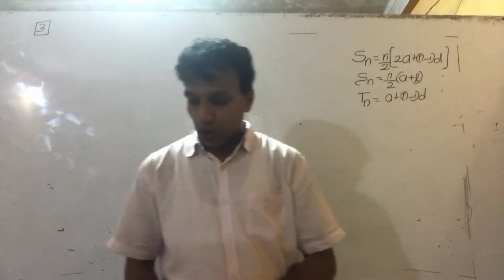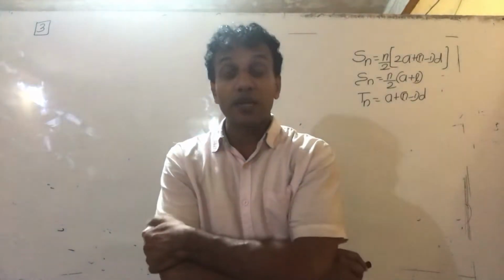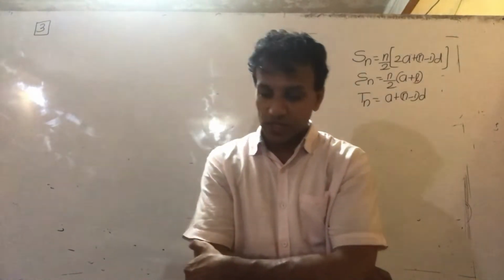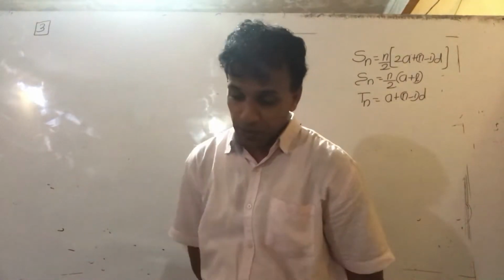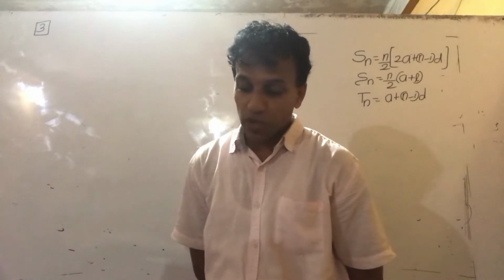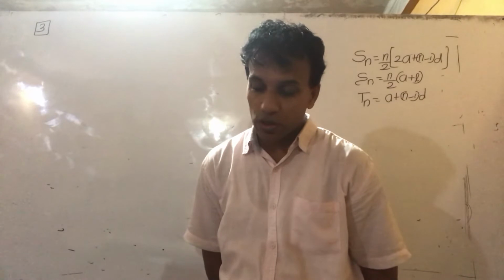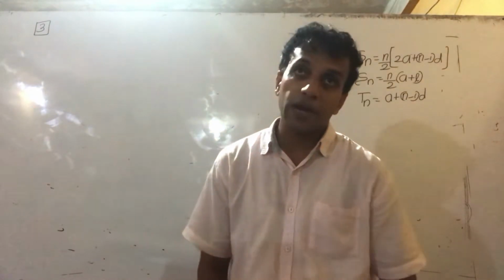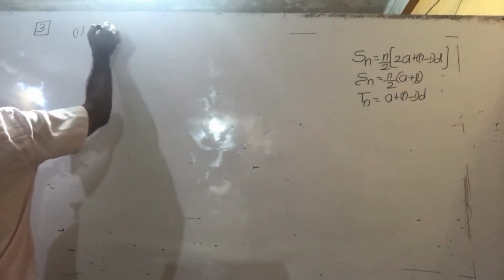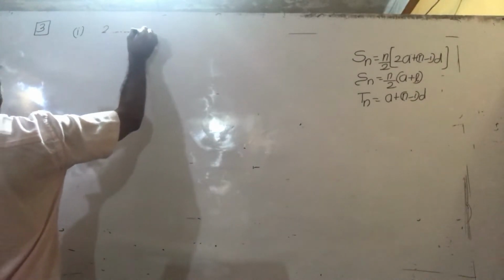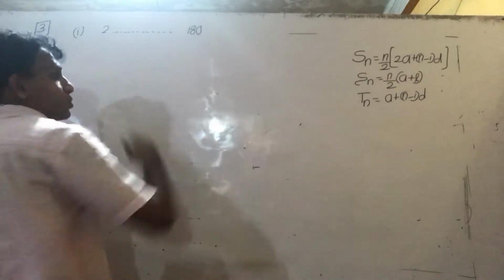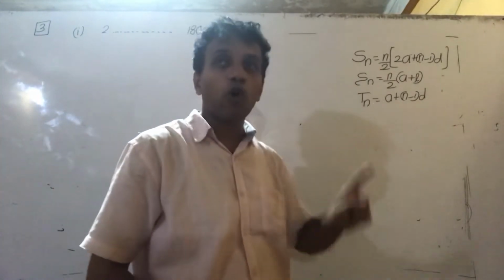Okay, I'll show the question number 3. Take page 75, question number 3. There are a couple of parts. First question: find the number of odd numbers between 2 and 180. That is using the Tn formula.